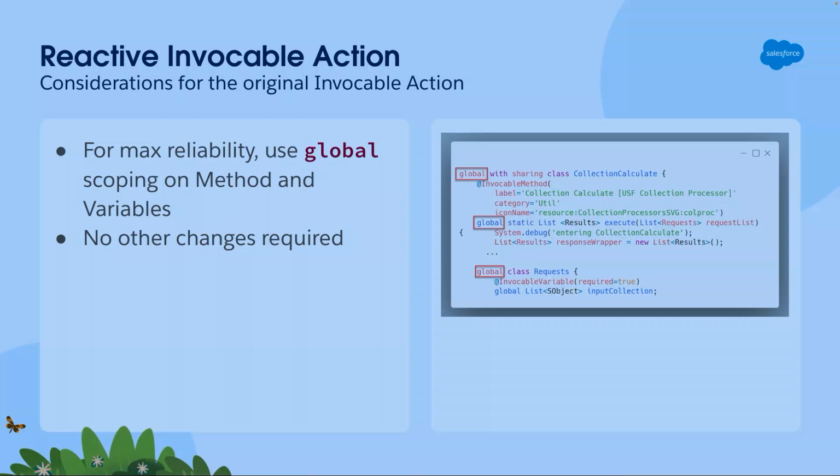And I'm just going to go through some of the considerations that you look at to do this. The only thing I ever found in an invocable action that might have to change is I did have to use global scoping on methods and variables. If we didn't have that, it didn't behave well when we were trying to talk back and forth to them. So that's the only thing you may want to keep in mind on an existing invocable action.